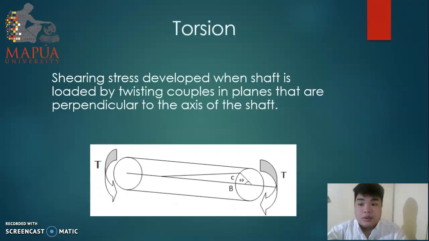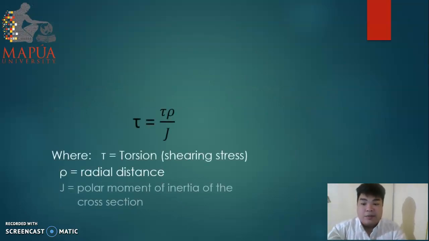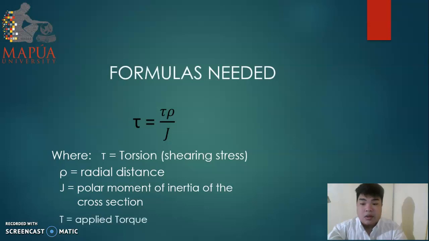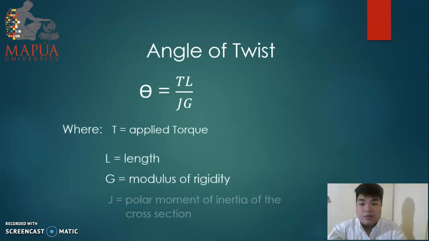So, torsion is a shearing stress developed when a shaft is loaded by twisting couples in planes that are perpendicular to the axis of the shaft. Here are the formulas needed for this topic. Shearing stress is equal to torque applied times radial distance over polar moment of inertia, while angle of twist is equal to applied torque times length over polar moment of inertia times modulus of rigidity.